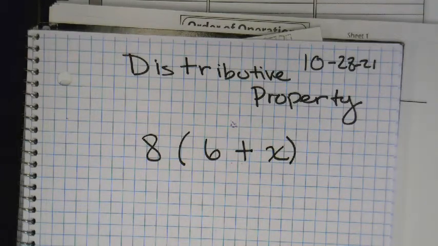Okay, so distributive property. Edwin, we're going to put the iPad away. We don't need it. We need our notebooks and our notes.